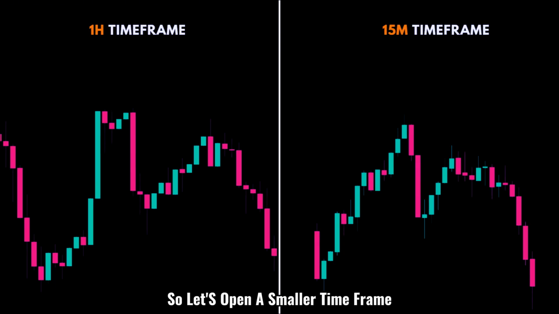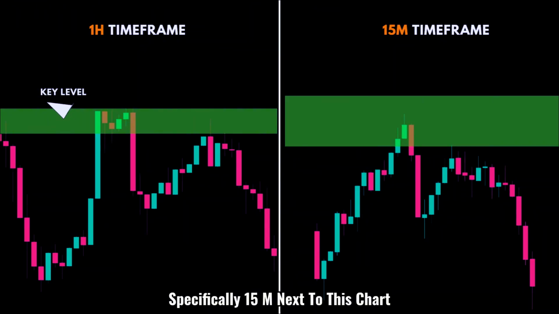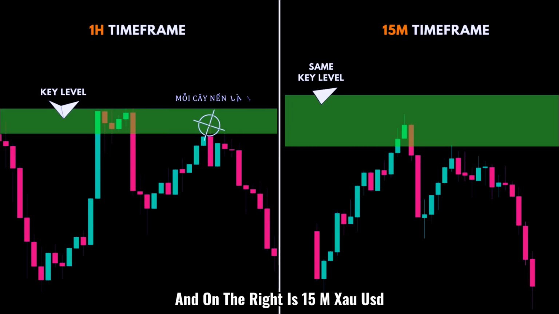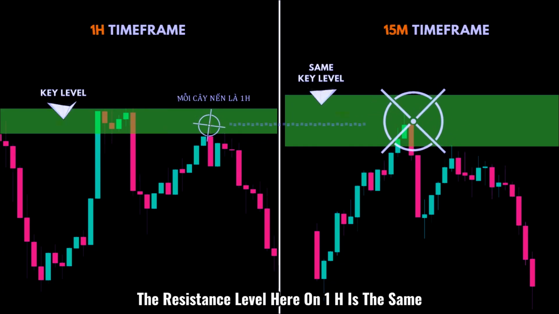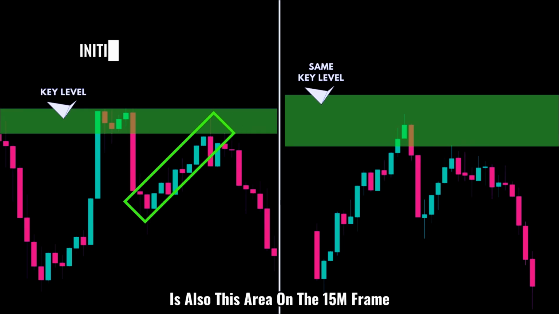So let's open a smaller time frame, specifically 15M, next to this chart. On the left is the 1 hour chart, and on the right is 15M XAUUSD. The resistance level here on 1H is the same resistance on 15M. The area of the candle on 1H is also this area on the 15M frame.